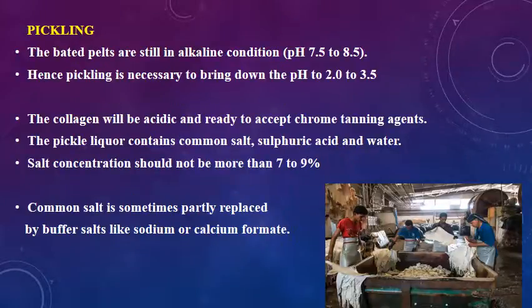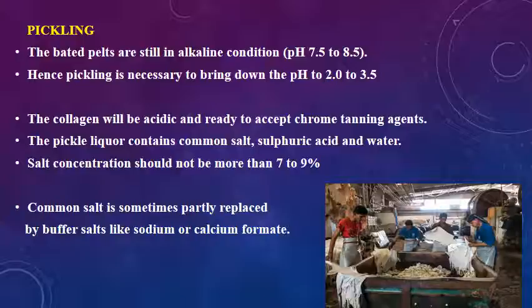The next step is pickling. Pickling actually means adding acid and bringing the pH to the acidic side. As you have seen previously, so far it is on the alkaline side. From 12 to 13 it has been brought to 7.5 to 8.5. So baited pelts are still in alkaline condition. Hence pickling is necessary to bring down the pH to 2 to 3.5. Particularly for chrome tanning or chemical tanning, this acidic pH is very important for accepting. So the collagen will be acidic and ready to accept the chrome tanning agents.